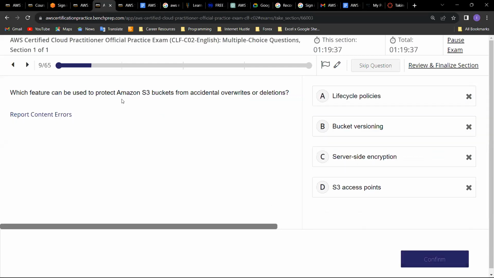Which feature can be used to protect Amazon S3 buckets from accidental overwrites or deletions? This one you can use elimination. Okay, I can see C, B, C.